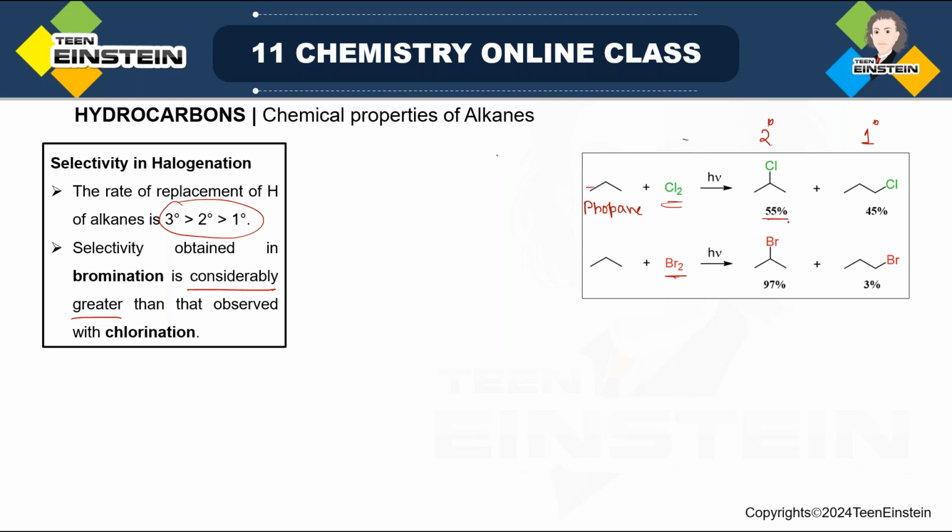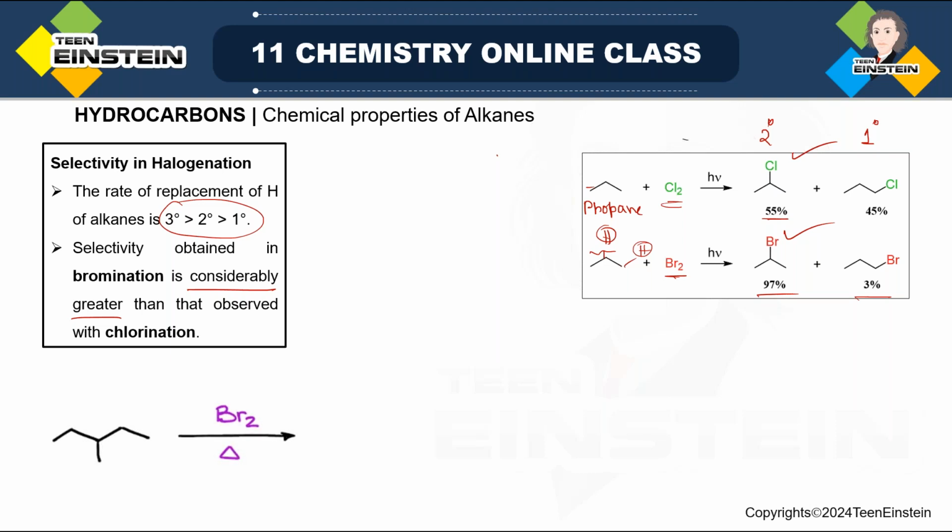And look at the ratio. Obviously the 2 degree hydrogen replacement rate is high, it is 55, this is 45. But still these two values are very close to each other. But when you consider bromination, the rate at which this H is replaced by Br and the rate by which the terminal hydrogens are replaced by Br, look at this value, 97.3. So in both cases it is selective, that is fine. This is measured, this is measured. But from the percentage you can understand that selectivity is obviously high in case of bromination.